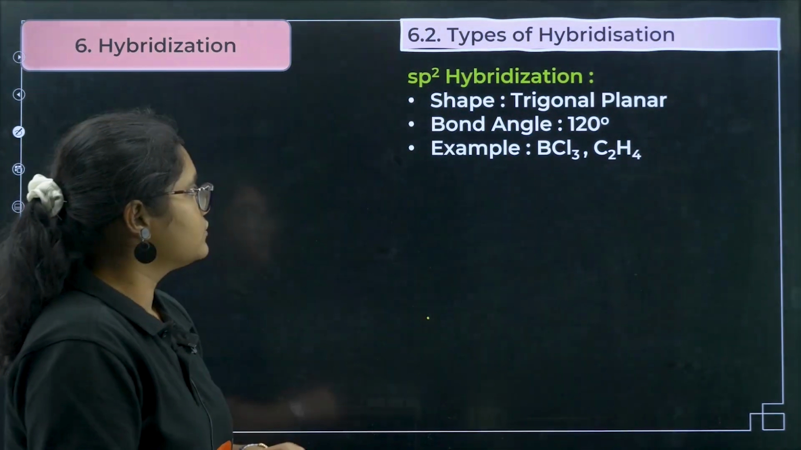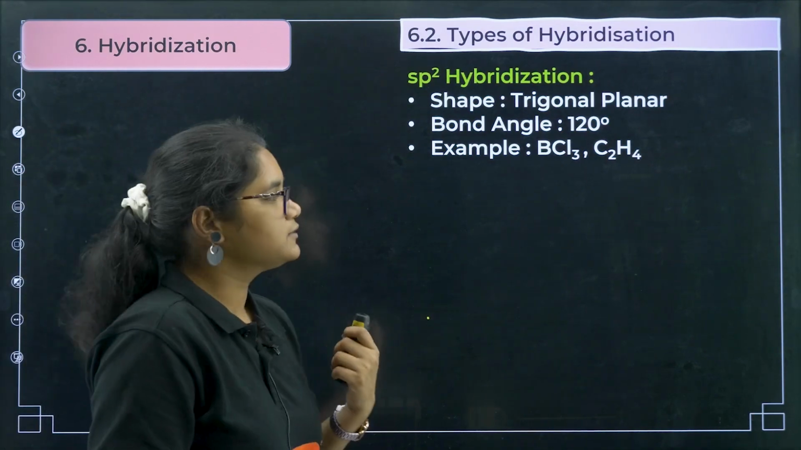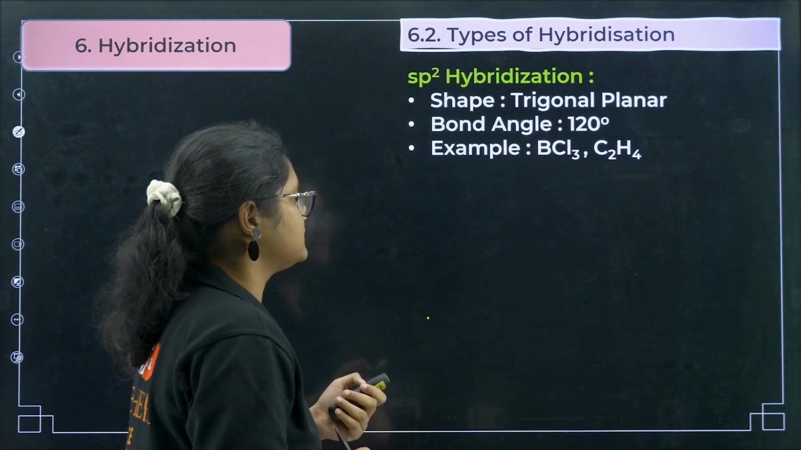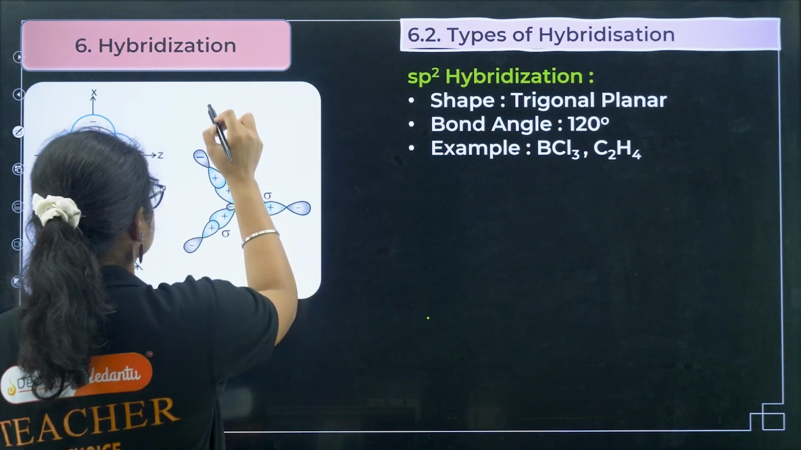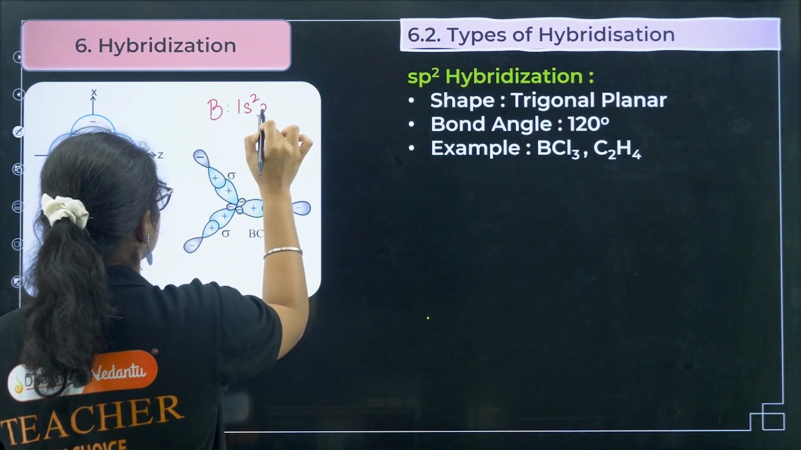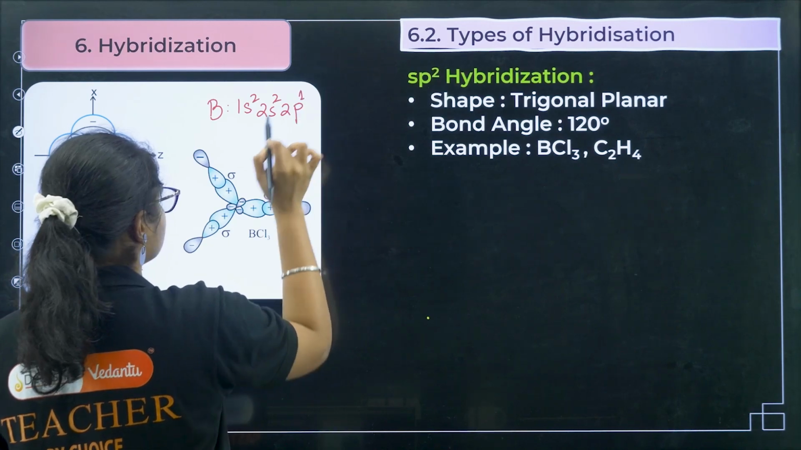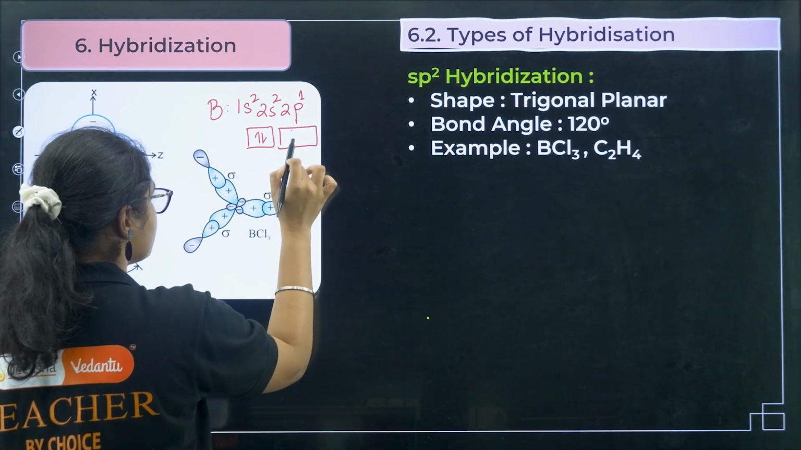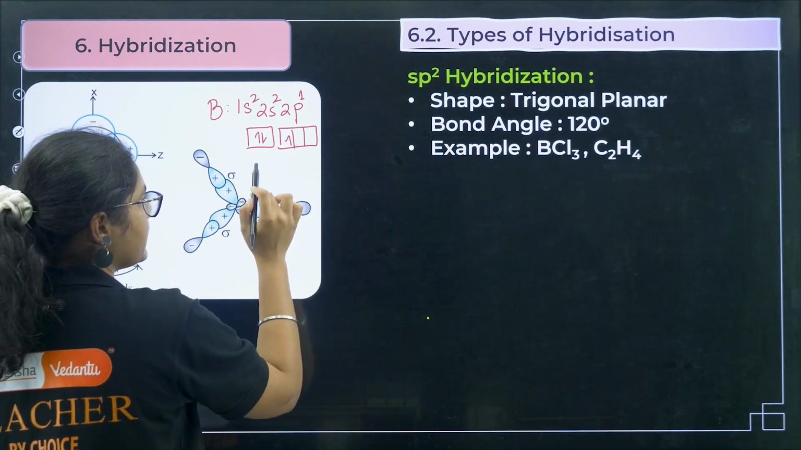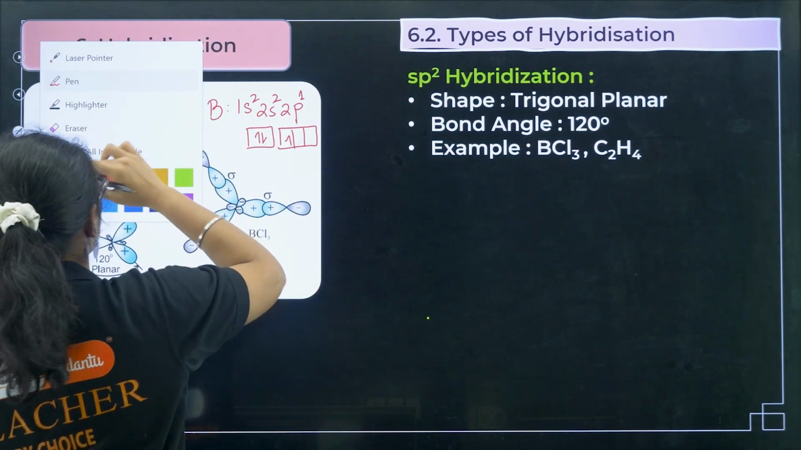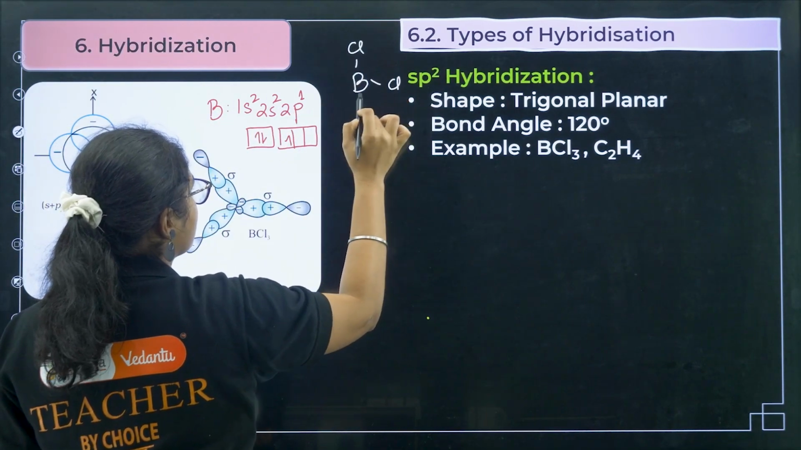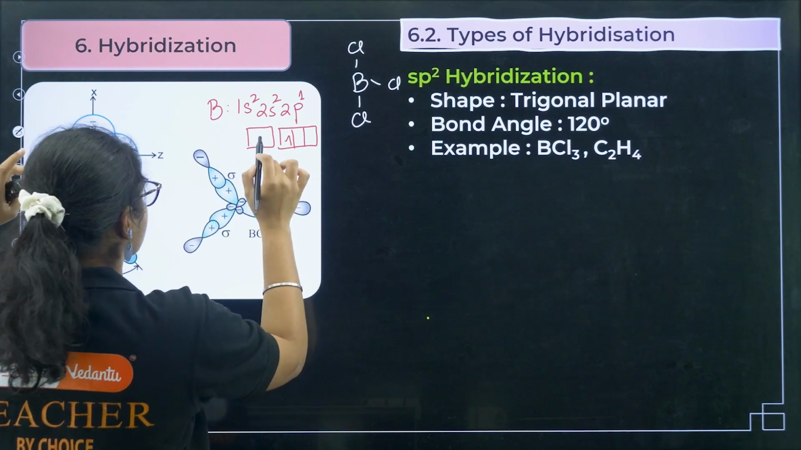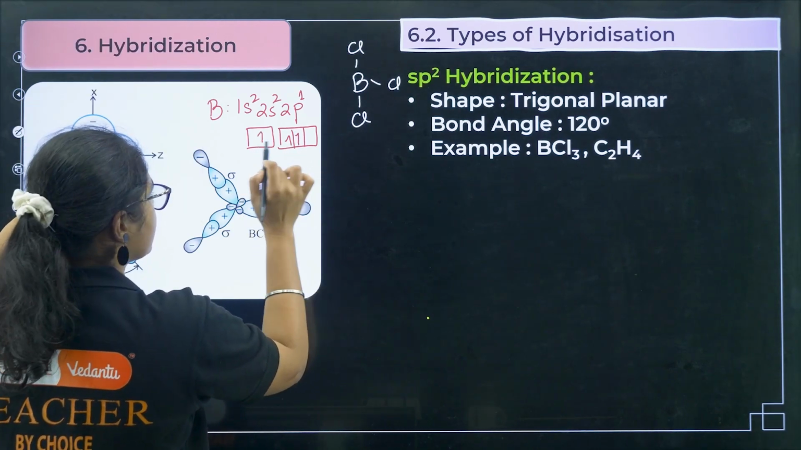Okay, now coming to the next hybridization, that is sp2 hybridization. Here the shape is trigonal planar, the bond angle is 120°, and examples are BCl3 and C2H4. Now if you see BCl3, what is the electronic configuration here? 1s2, 2s2 and 2p1. Okay, now s has 2 electrons and we have p1. BCl3 has to form 3 bonds, right? So we need 3 unpaired electrons. That is why one electron moves here and we get 3 unpaired electrons.